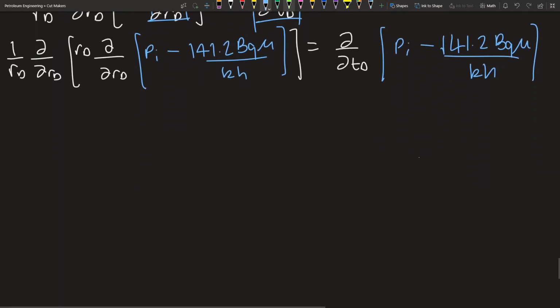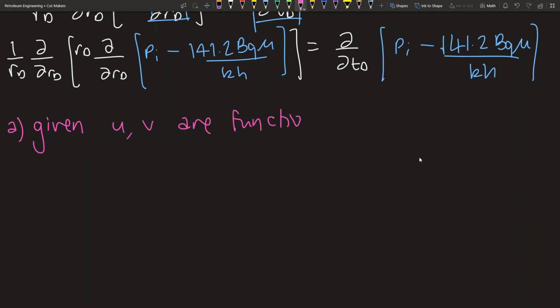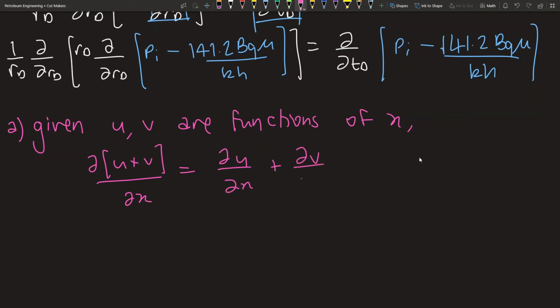We need to recognize some facts first. Given, so this is the first fact, I'll use a small a for this. Given u and v are functions of x, then dou of u plus v over dou x is equal to dou u over dou x plus dou v over dou x. So now this is just a summation.